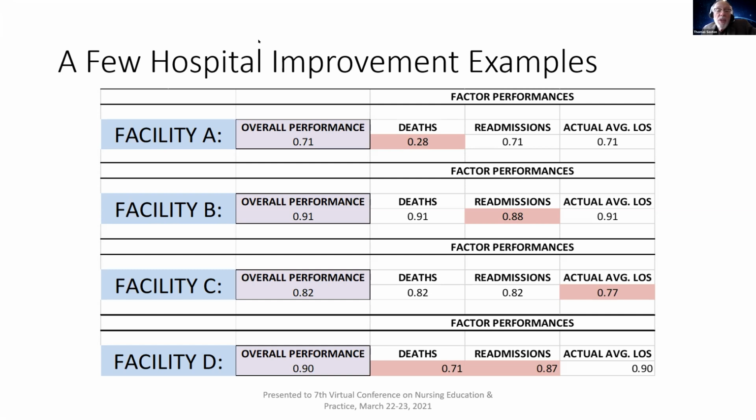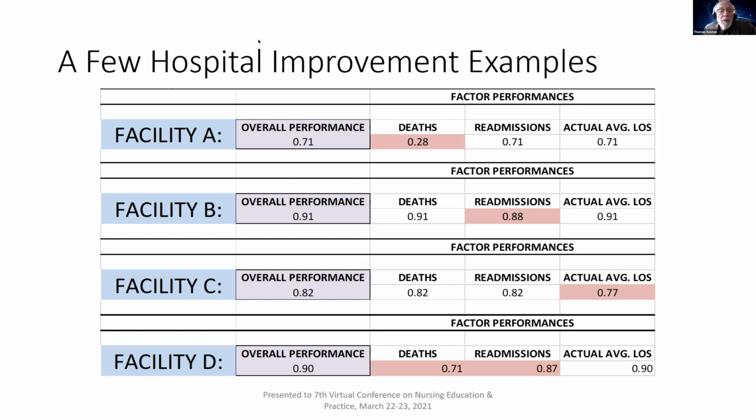Facility C is about average, right? 82% is their overall performance, and that applies to their deaths and readmissions, although they are a little bit lower on the length of stay, and so perhaps that's something that they would want to look at. But also deaths and readmissions, there's plenty of room there for improvement.